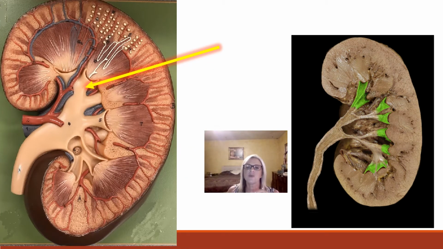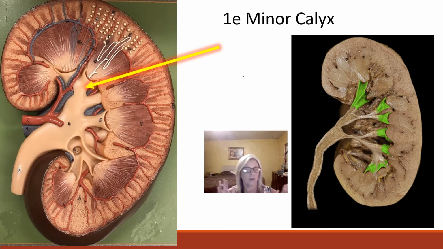All right, so next we have the minor calyces or calyx, all right? And so we have minor and major, and again, that's just describing location or size, all right? And so these are going to be the smaller portions here, all right? So we're going to have major calyces here, and really I probably should move that slide forward. And then the smaller branches or forked areas, those are going to be the minor calyces for plural.